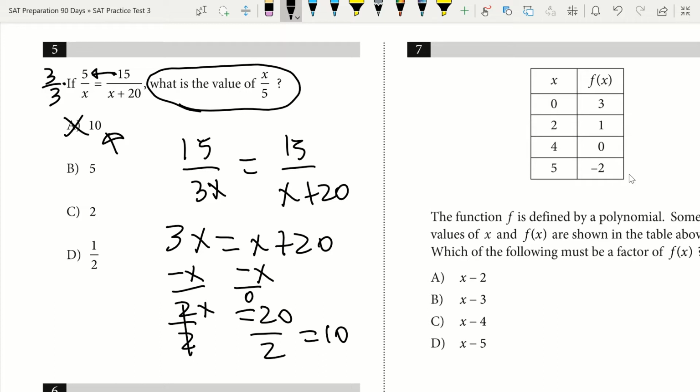So now we know that 10 is x. So now I do 10 over 5, which is equal to 2. So my answer there is going to be C. So for number 5, our answer is going to be C.